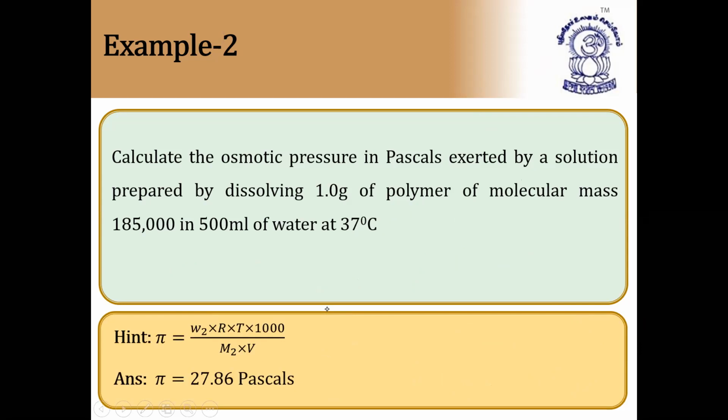27.86 pascals, I think they are given wrong. You can just check it out. The formula is the same, because 1 atmosphere is equal to 10 to the power of 5 pascals, that is correct only. The R value is 2, that is correct only.